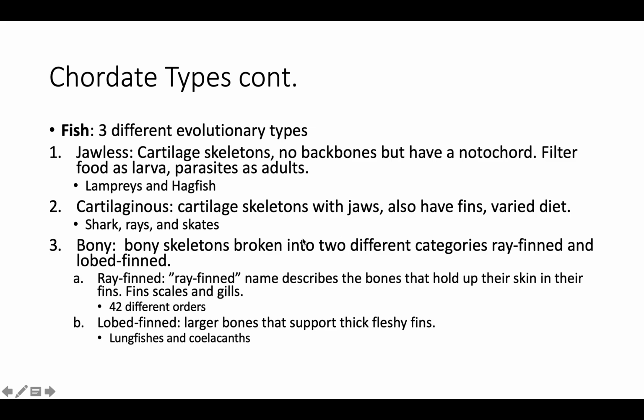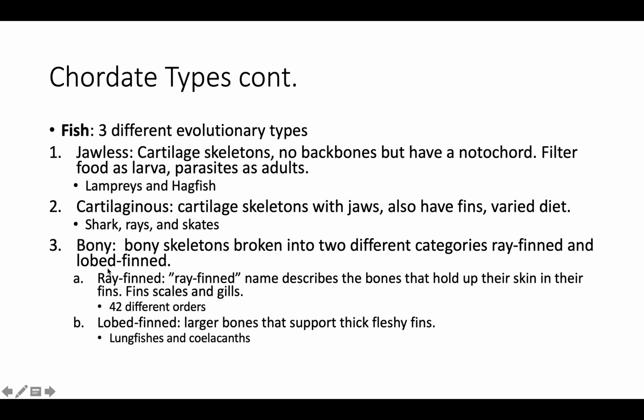They have fins and a very varied diet. Then the jawless fish have cartilage skeletons, no backbones, but have a notochord. They filter food as larvae and are parasites as adults. These are the lampreys and hagfish. A lot of times they're sucker-fish kind of things, pretty much eating off of hosts. They don't have a jaw. They kind of have a sucker on the end of their face, or I guess the end of their body.